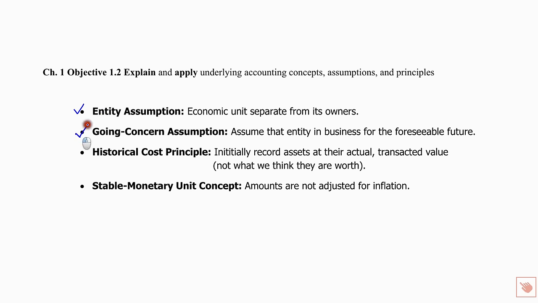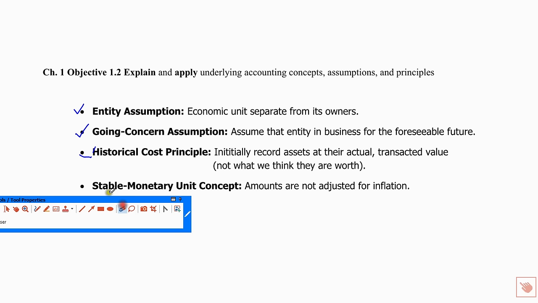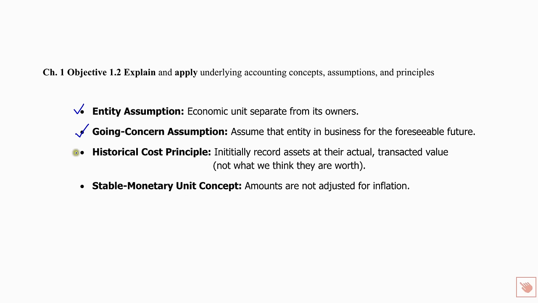Going concern assumption. We assume that the entity is going to be in business for the foreseeable future, that we're not accounting for it going out of business this year. The historical cost principle. This idea is that if you have your business with the lawnmower, you buy the lawnmower for $3,000, that's what you're going to record it at. It's not that it used to be 4,000 and the sale price was 3,000, so now you're going to record it at 4,000. You record it at what they actually transacted at, at least initially.